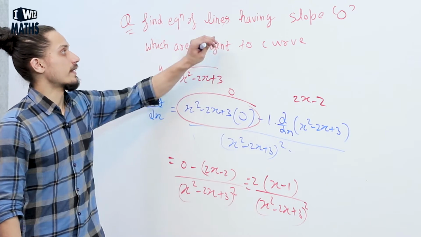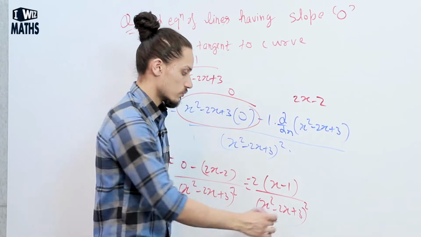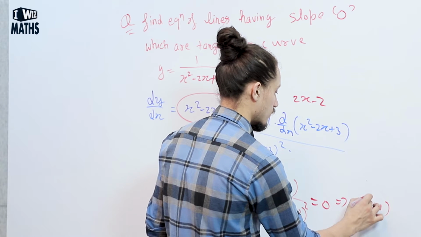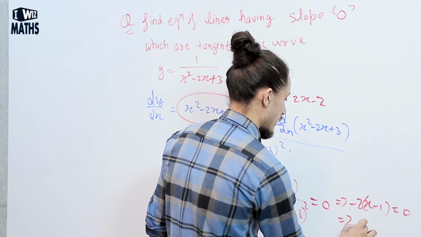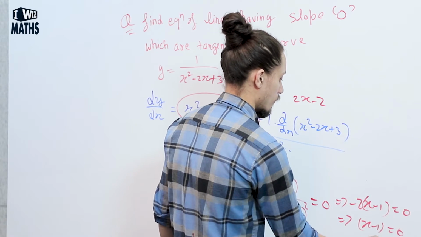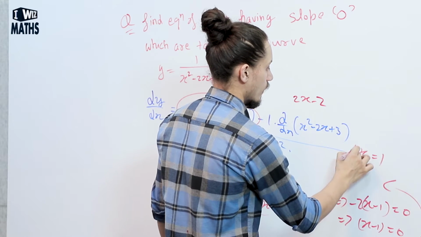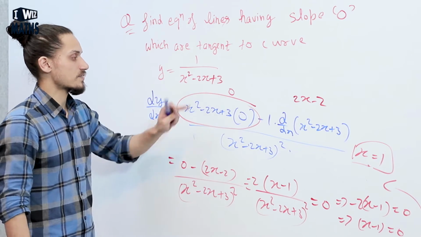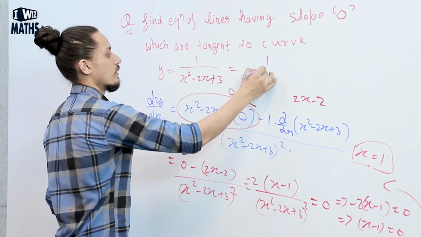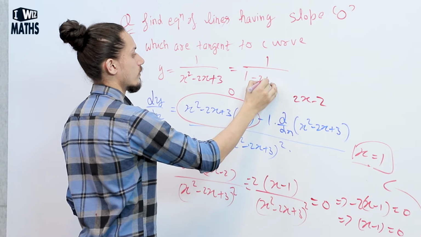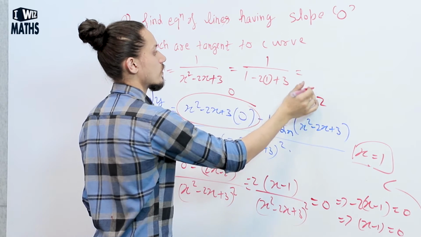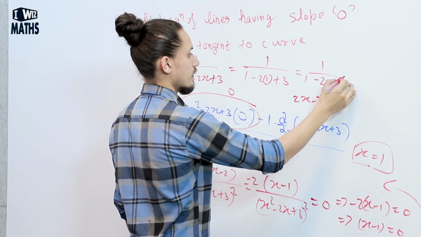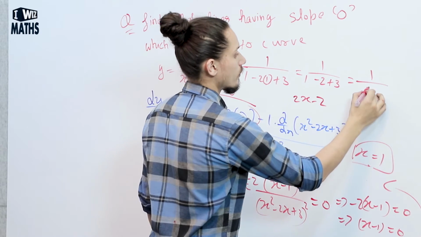Now we are given that equation line have slope 0. So this should be equal to 0 implies minus 2 x minus 1 is equal to 0 implies x minus 1 is equal to 0. We get x is equal to 1. Now using this value of x in the original value, y is equal to 1 upon x square minus 2x plus 3, we get 1 upon 1 minus 2 into 1 plus 3, which is equal to 1 upon 1 minus 2 plus 3, which is equal to 1 upon 2.